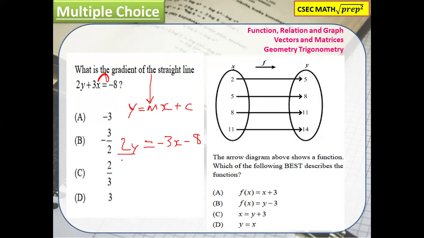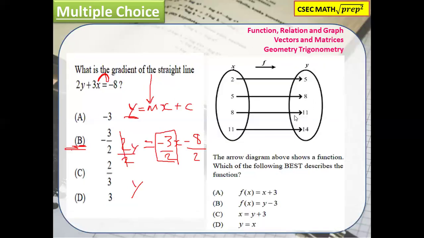Now, when you divide both sides by 2, or all the terms by 2, then our y is now all by itself as it is here. And the number that's in front of the x now is our gradient. So it's minus 3 over 2. All right, good.